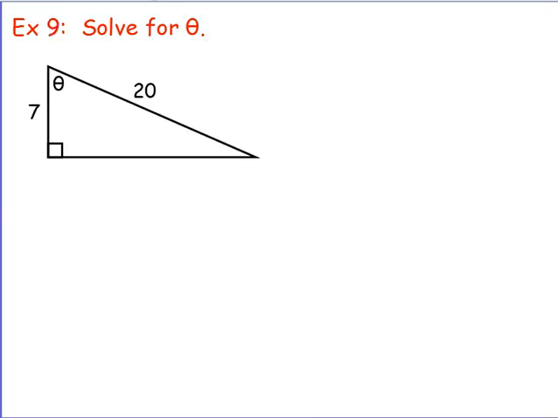So, final example, pause the video, try this one on your own. Alrighty, let's see how you did. Across from 90 is H. Across from theta is O. That means that is A. So H and A mean cosine. Cosine of theta equals A over H. Cosine of theta equals A is 7 divided by H is 20.